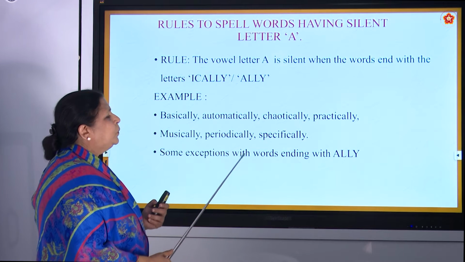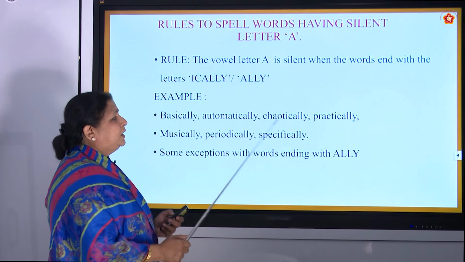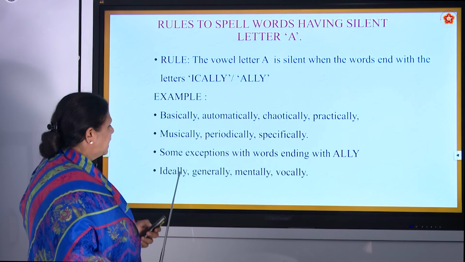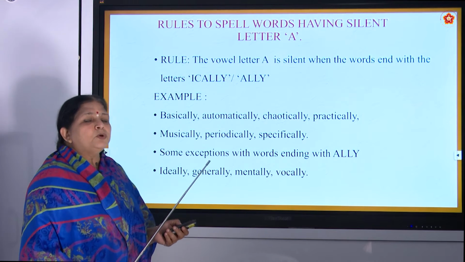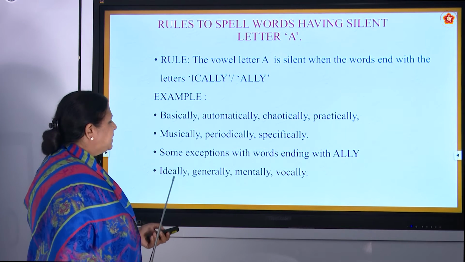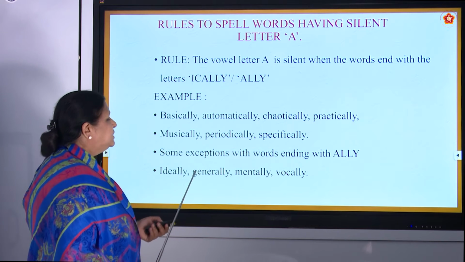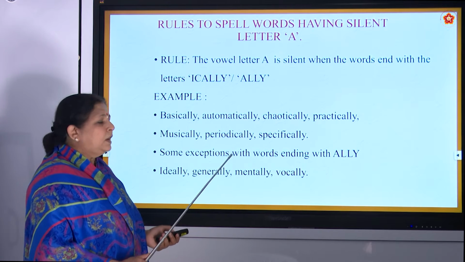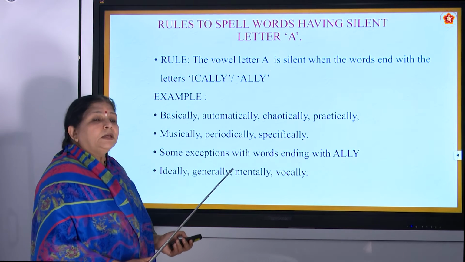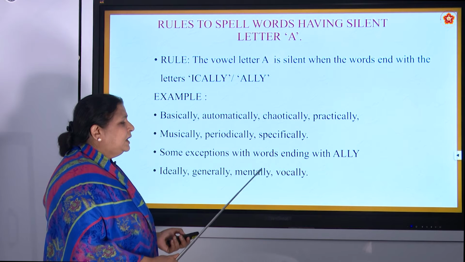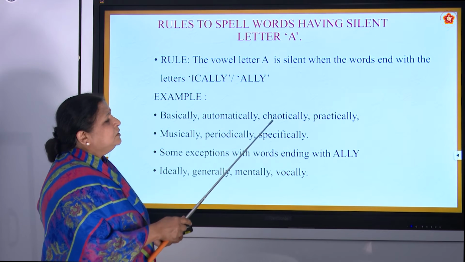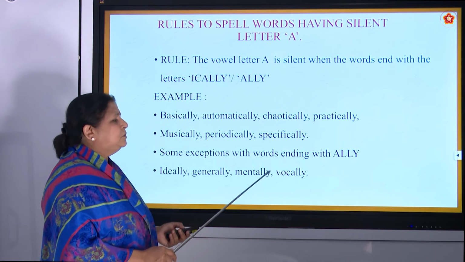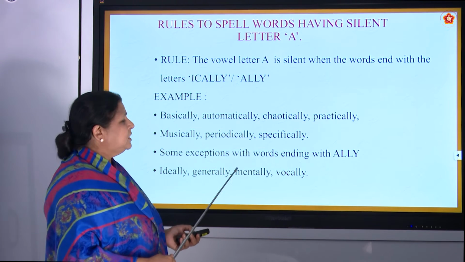Some exceptions with the words ending with ALLY. Okay. Some exceptions are also there. Now you see, ideally. How do we say? We don't say ideally. Ideally, generally, mentally, these are the exceptions. Okay. In these words, A is not pronounced, but in these exception words A is pronounced. So you have to just learn it by heart, because there is no other way.